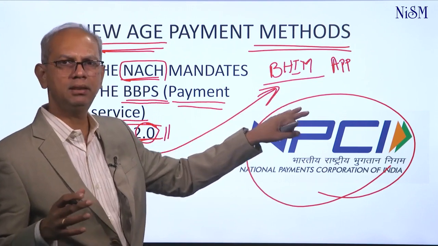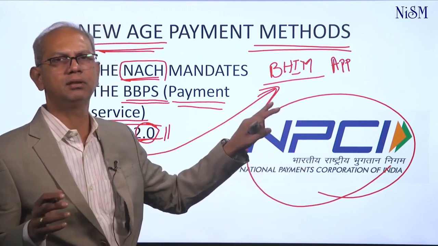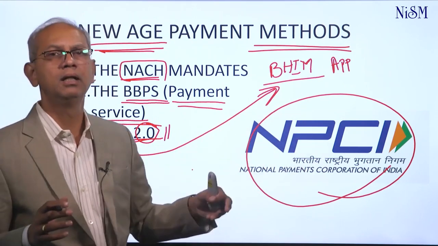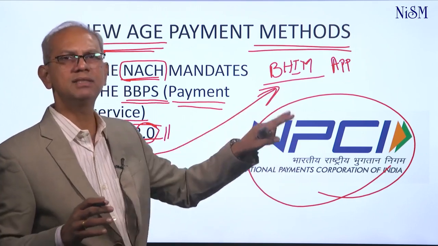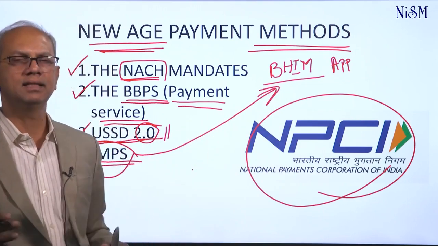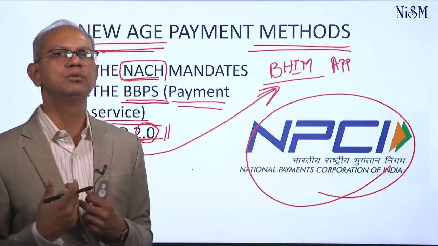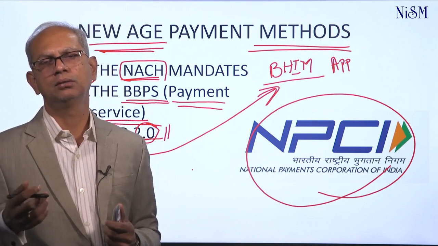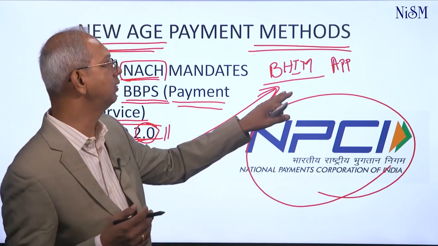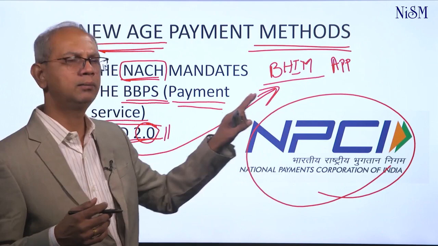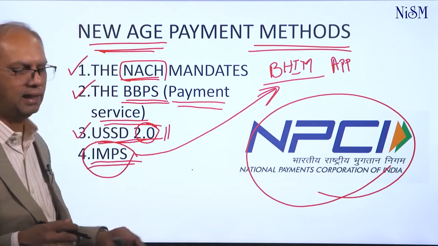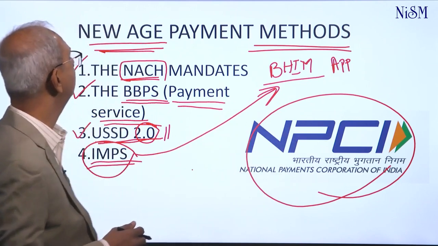The BHIM app is the flagship app of the corporation. But along the lines of this app, there are several wallets, several payment apps that we use from the Play Store or the App Store. We use several of these apps. The mechanism underlying is the IMPS kind of service, right?